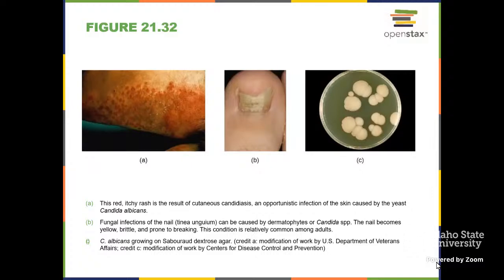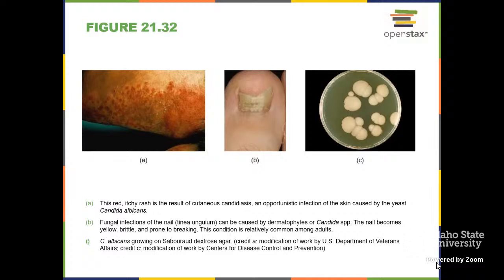Yeasts look very different than the molds that we saw, those tenias that were more kind of fuzzy like. These are more kind of creamy colored, almost bacteria looking cultures compared to the molds. So here's a cutaneous candidiasis. All of these are, we think, sort of opportunistic situations where immunity is depleted or the microbiome has been depleted with antibiotics, something that sets the stage for these guys taking hold, right?